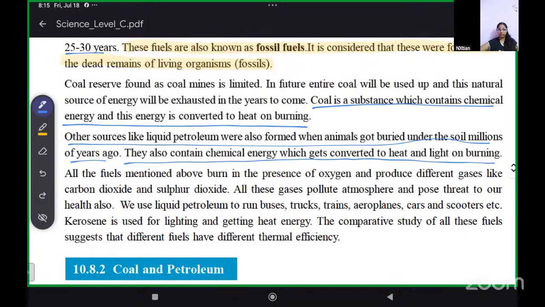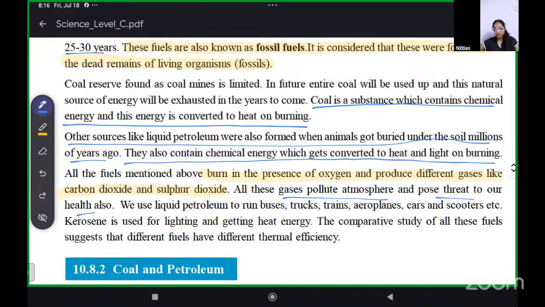That is liquid petroleum. All the fuels mentioned above burn in the presence of oxygen and produce different gases like carbon dioxide and sulfur dioxide. All these gases pollute the atmosphere and pose a threat to our health also. Liquid petroleum is used for running buses, trucks, trains, aeroplanes, cars, scooters, etc. Kerosene is used for lighting and getting heat energy.